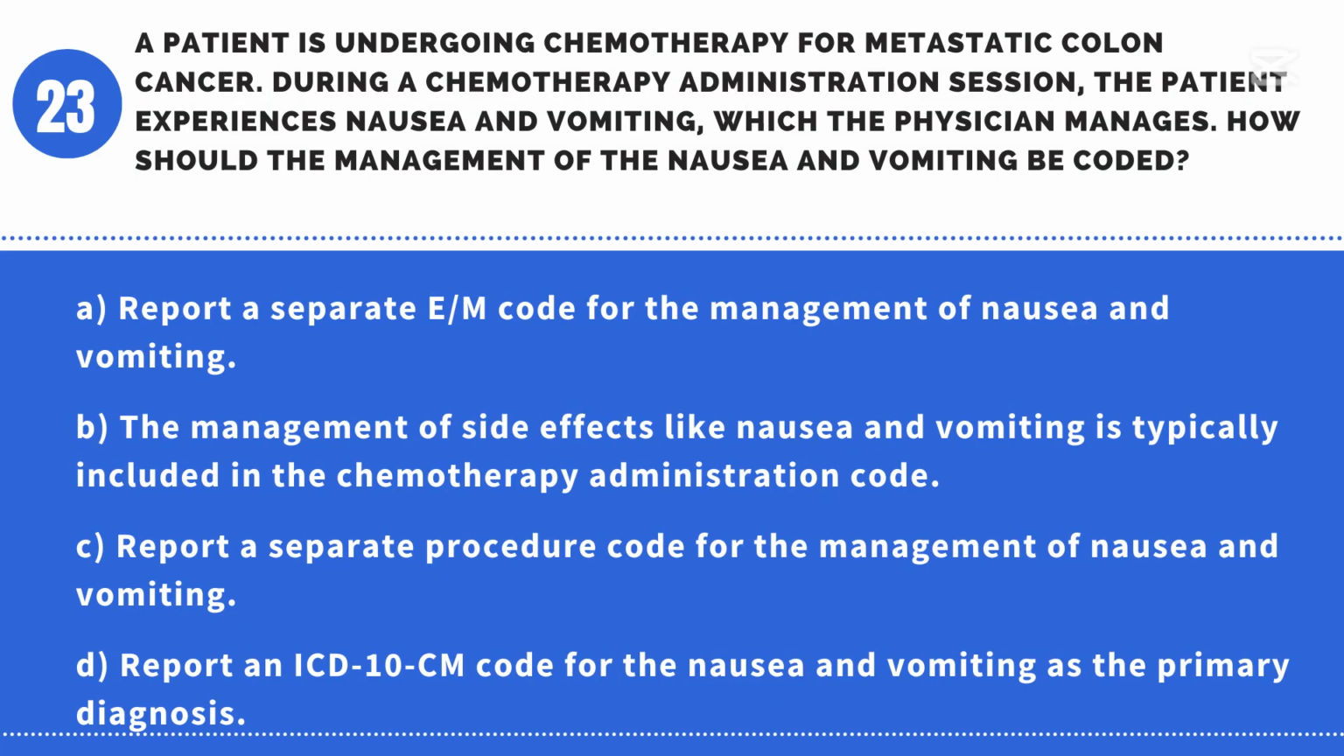Question 23. A patient is undergoing chemotherapy for metastatic colon cancer. During a chemotherapy administration session, the patient experiences nausea and vomiting, which the physician manages. How should the management of the nausea and vomiting be coded? A. Report a separate E/M code for the management of nausea and vomiting. B. The management of side effects like nausea and vomiting is typically included in the chemotherapy administration code. C. Report a separate procedure code for the management of nausea and vomiting. D. Report an ICD-10-CM code for the nausea and vomiting as the primary diagnosis.